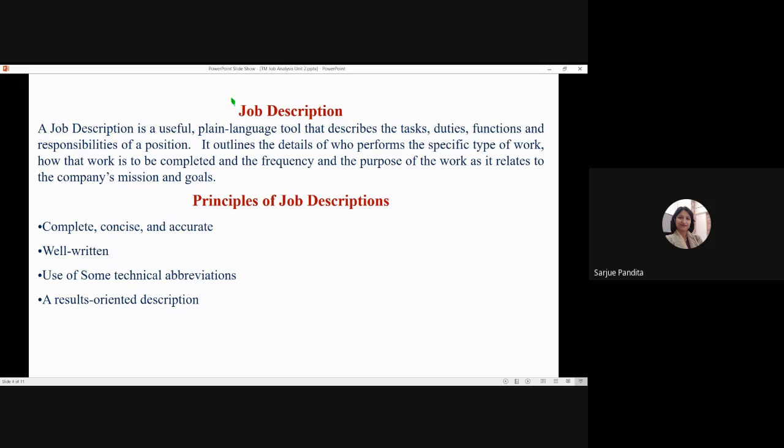When we talk about job analysis, we have two statements. One is the job description and the second is the job specification. Here we are going to discuss the job description first. A job description is a useful, plain language tool that describes the tasks, duties, functions, and responsibilities of a position. It outlines who performs the specific type of work, how that work is to be completed, and the frequency and purpose of the work as it relates to the company's mission and goals.